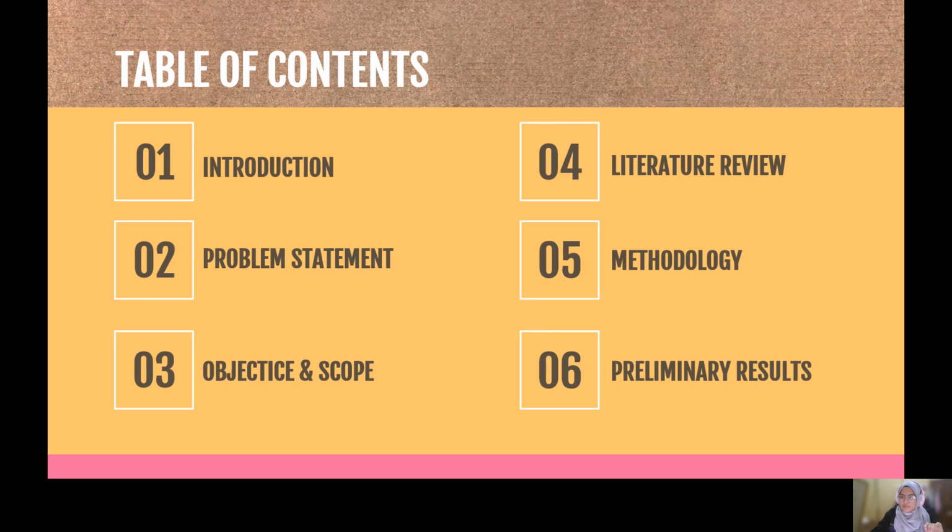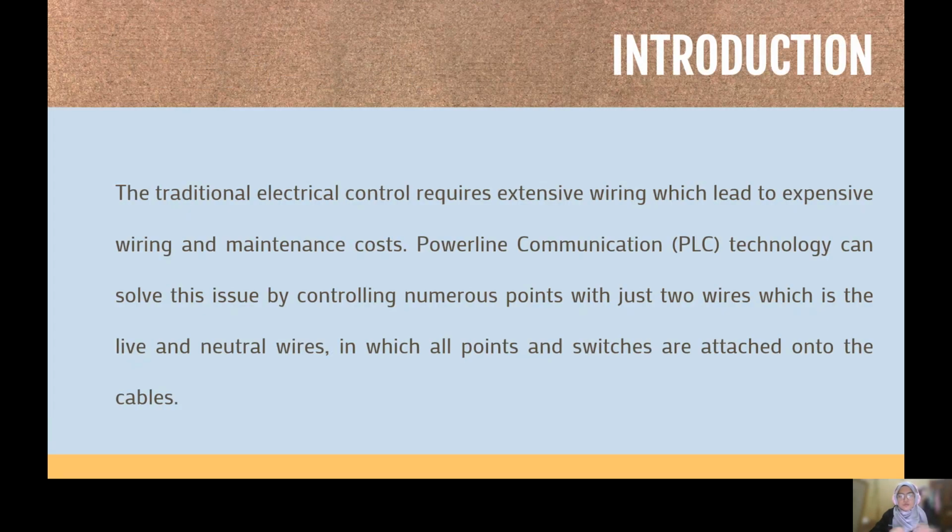So firstly, the introduction. In particular, when the system has a number of control points and switches, the traditional electrical control will require extensive wiring. This may lead to expensive wiring and maintenance cost. The Powerline communication technology can solve this issue by controlling numerous points with just two wires, which is the live and the neutral wires, in which all points and switches are attached onto the cable.